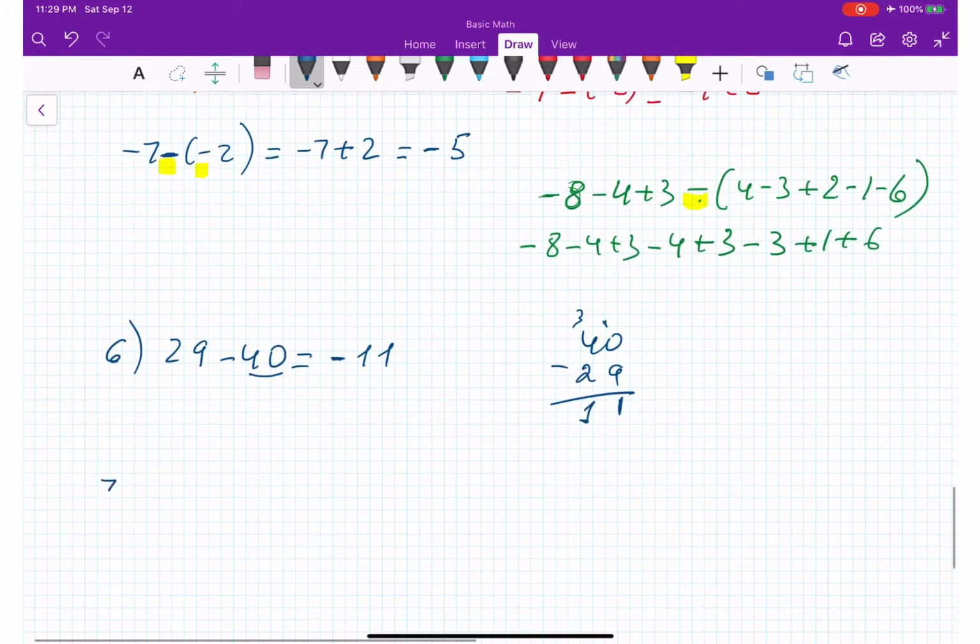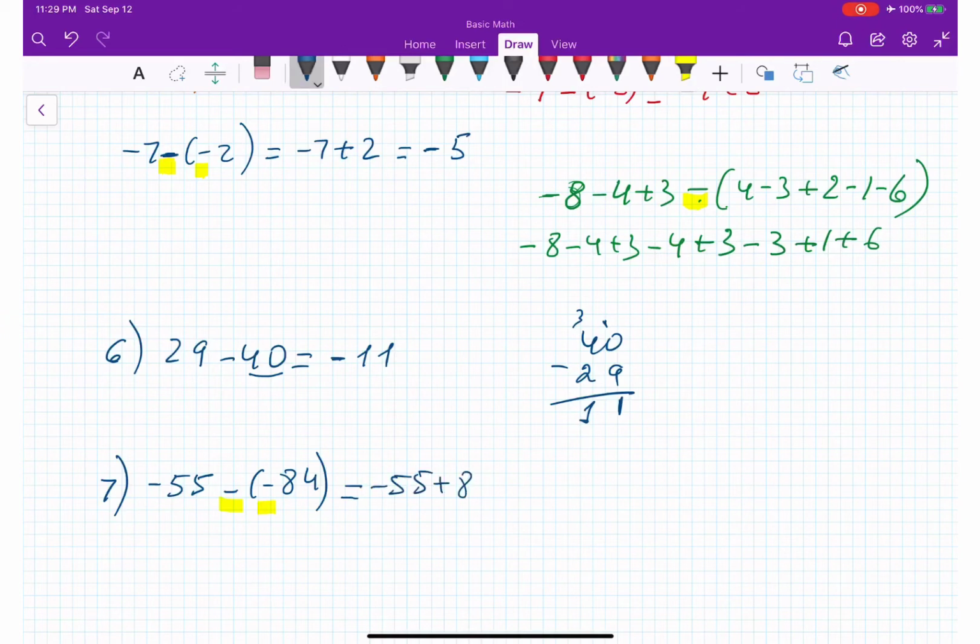Number 7. -55 minus -84. Since we have a negative here, it's going to become -55 plus 84. -84 becomes plus. So signs are different. We need to subtract. 84 minus 55. I can't do 4 minus 5, so I'm borrowing. 14 minus 5 is 9. And here I have left 7. 7 minus 5 is 2. So 29. Since 84 is the bigger number, it's going to be positive.